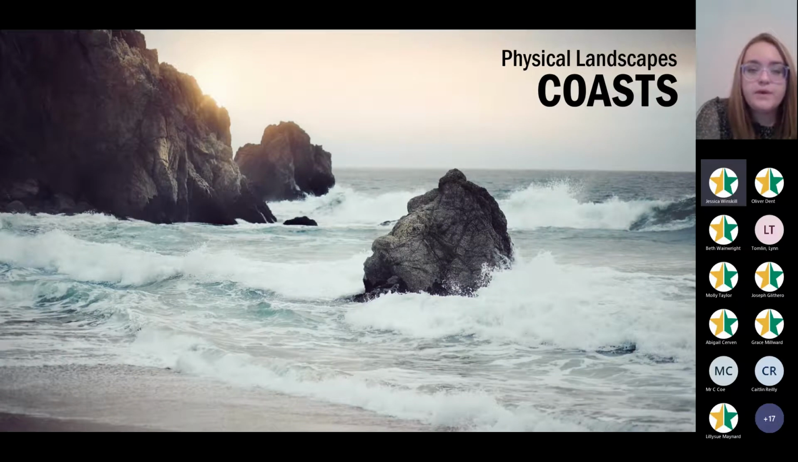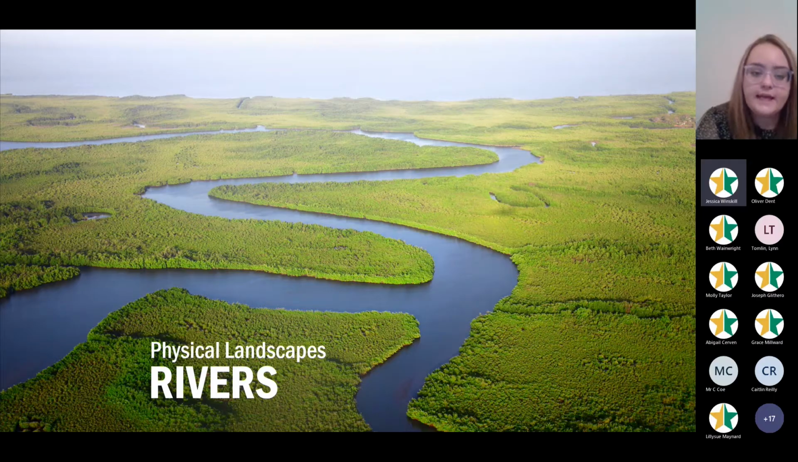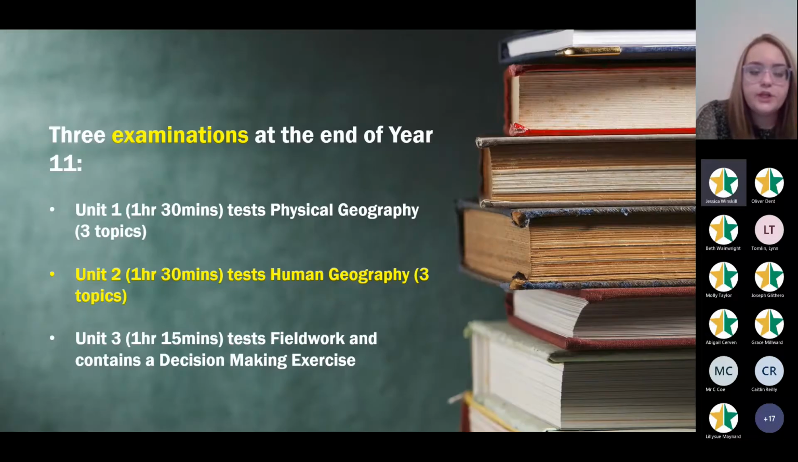Then we have section 3, which is physical landscapes, which is split into 2 sections, which we are going to focus on coasts, again looking at what they are and physical processes and landforms, and then the uses and management of them. And rivers, again, the same as coasts, looking at landforms, processes, etc. So that's paper 1. Paper 2 is, again, an hour and a half.